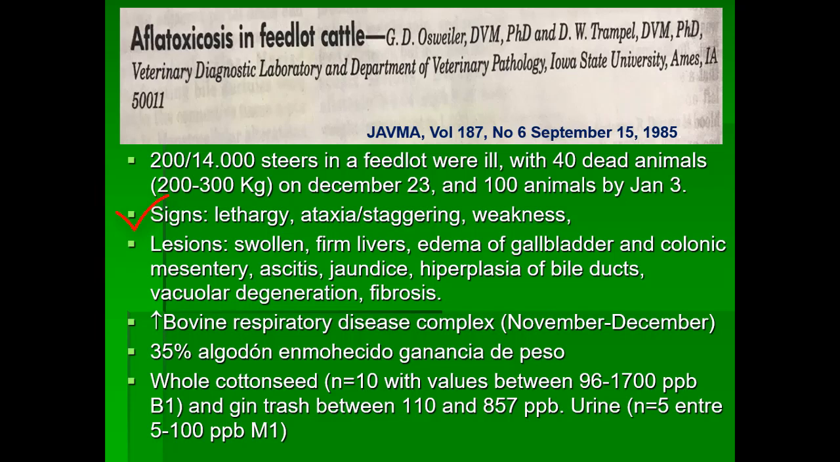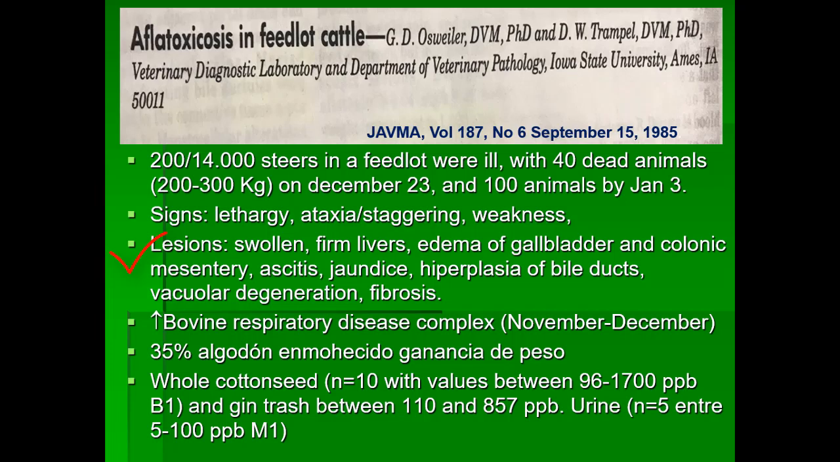The clinical signs were of lethargy, ataxia, weakness, and upon necropsy, the grossly visible lesions were swollen and firm livers. There was edema of the gallbladder and the mesenteries. There were large accumulations of fluid in the thoracic and abdominal cavity. And when they did histopath, they saw hyperplasia or proliferation of bile ducts, diffuse vacuolar degeneration, and fibrosis.